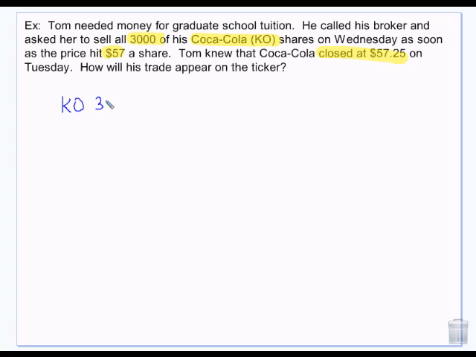So the first is the letters, followed by 3K for 3,000. He wants to sell them at $57. And because it closed at $57.25 yesterday, are we up or down? We're down. So we have a down arrow, and we're down by 0.25.